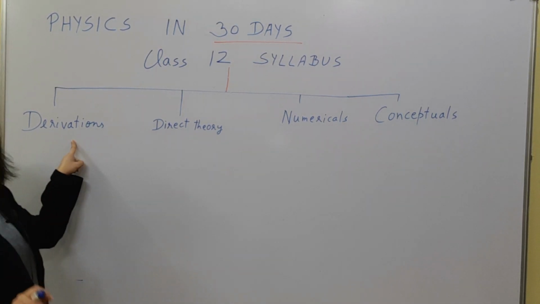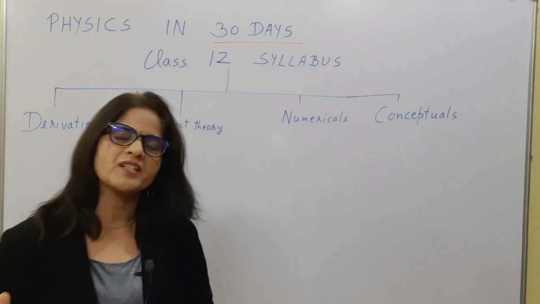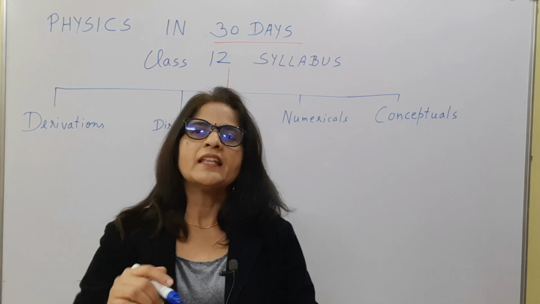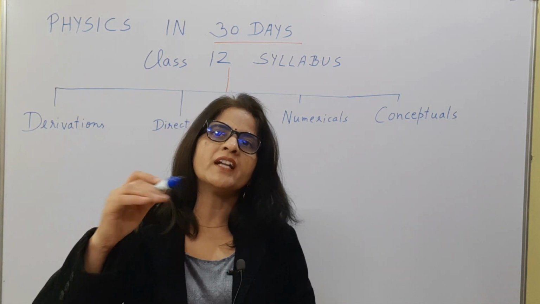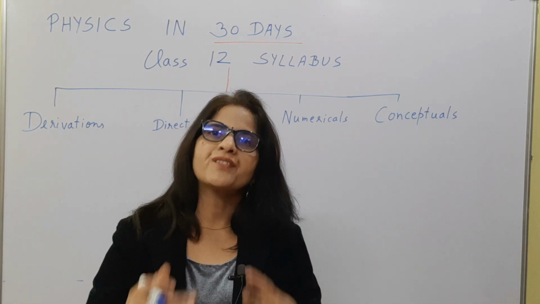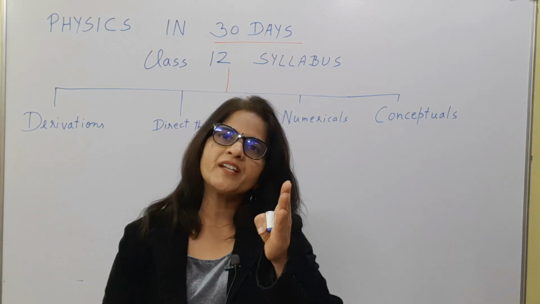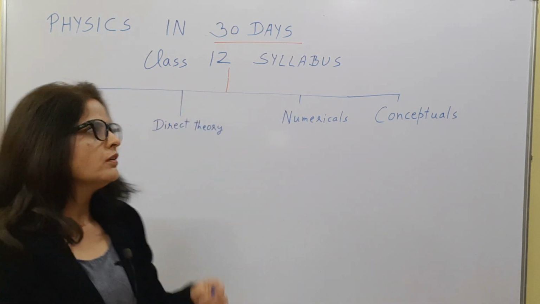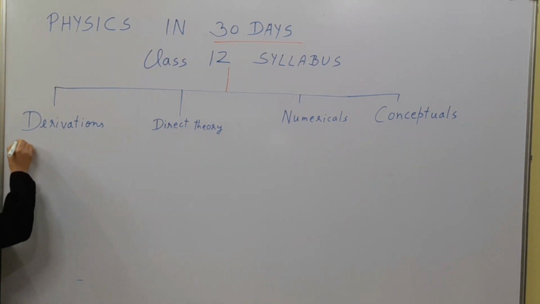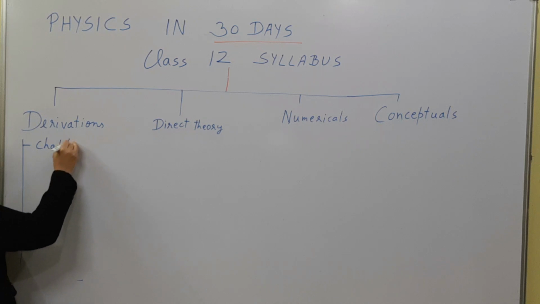So for learning the derivations, you have to first make a chapter-wise list of all the derivations. If you have that list ready, then once you are ready with one derivation, you can tick mark that, and this way you will be able to keep a track of how many derivations you have learned. So first thing is a chapter-wise list of derivations, right?